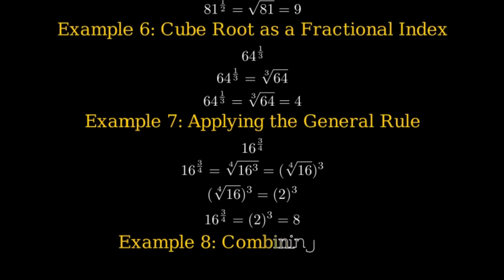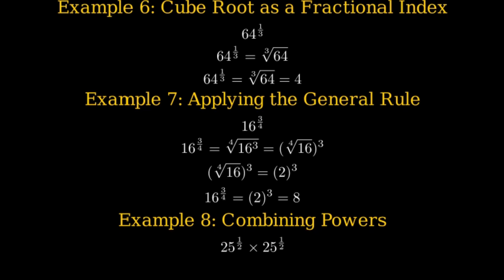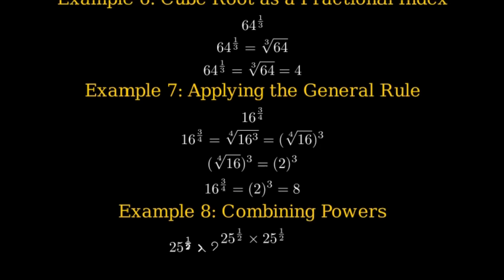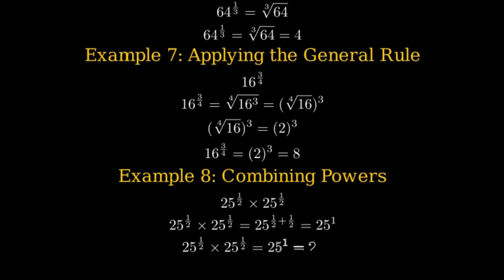In example 8, we'll see how to combine powers. We need to calculate 25 to the power of 1/2 times 25 to the power of 1/2. When multiplying expressions with the same base, we add the exponents. So 25 to the power of 1/2 times 25 to the power of 1/2 equals 25 to the power of 1/2 plus 1/2, which is 25 to the power of 1. And 25 to the power of 1 is simply 25.